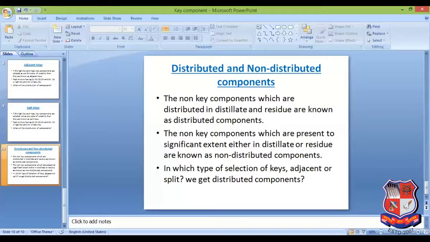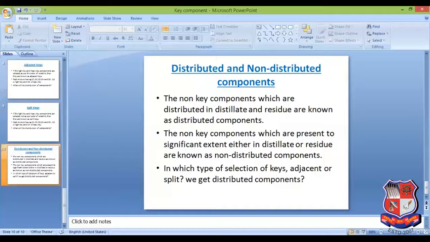The last concept, distributed and non-distributed components. See, in a multi-component distillation, we choose two components as my key components, light key and heavy key. The remaining components are my non-key components. The non-key components in the feed mixture which are distributed in between distillate and residue are known as distributed components. See, light key and heavy key are always distributed in between residue and distillate, right?